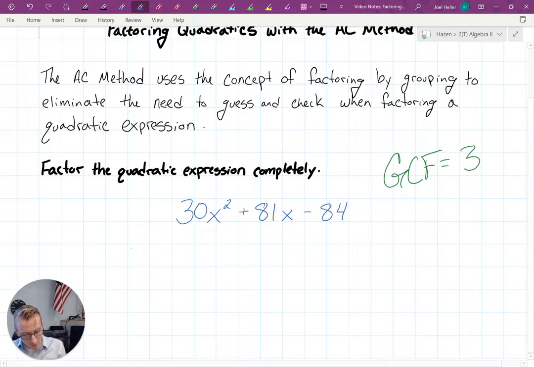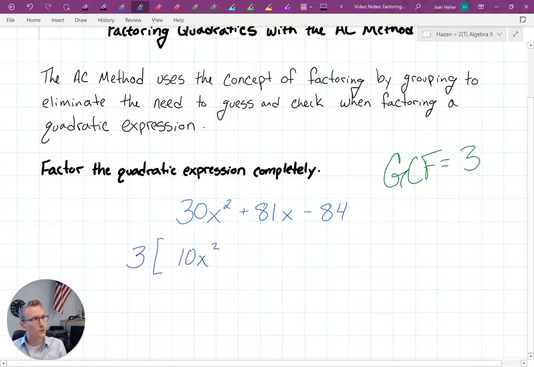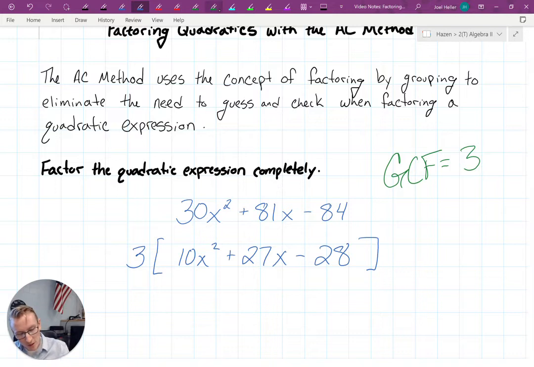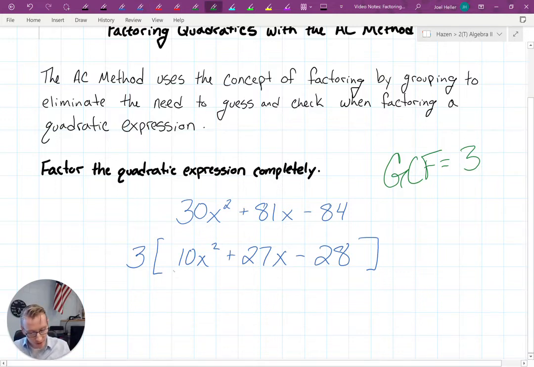So we're going to go ahead and pull out that 3 just like we normally would, leaving me with 10x squared, 81 divided by 3, that's going to be 27x minus 28. Now that I have the greatest common factor pulled out of all that expression, the quadratic that I'm going to be considering is everything right here inside my brackets. We're going to just pretend that the 3 is off on the side for now.